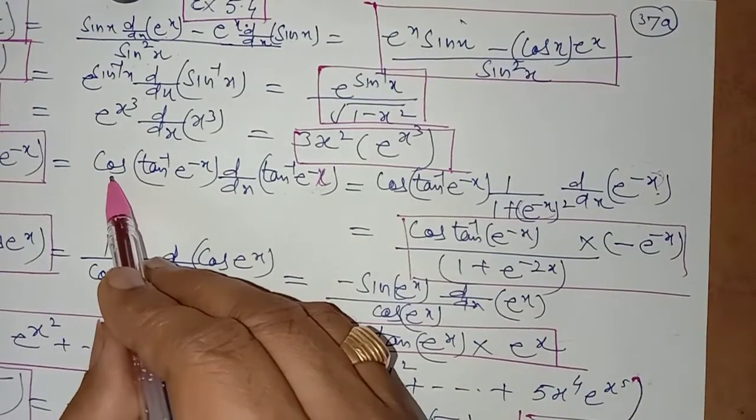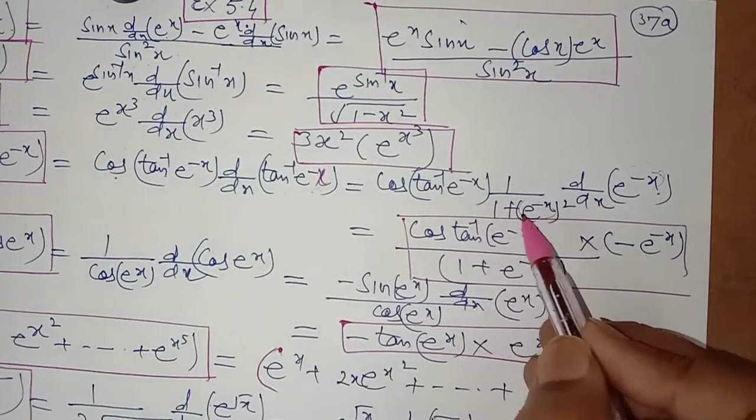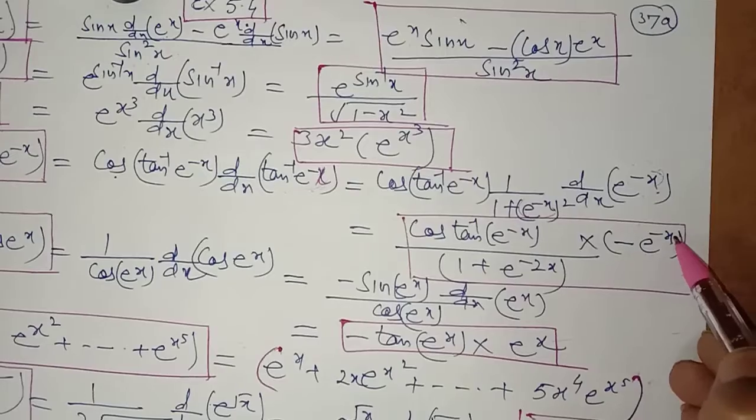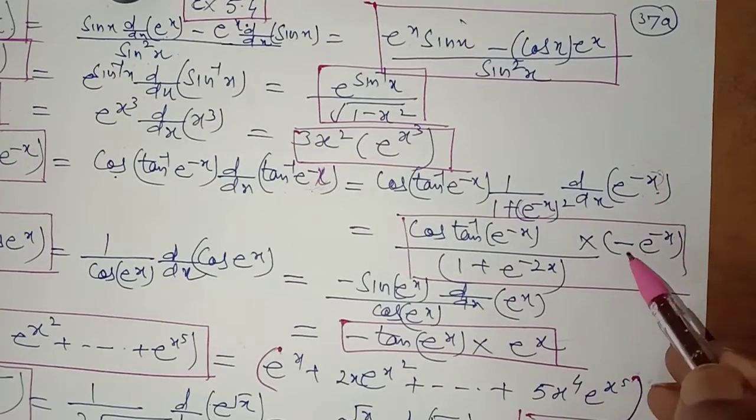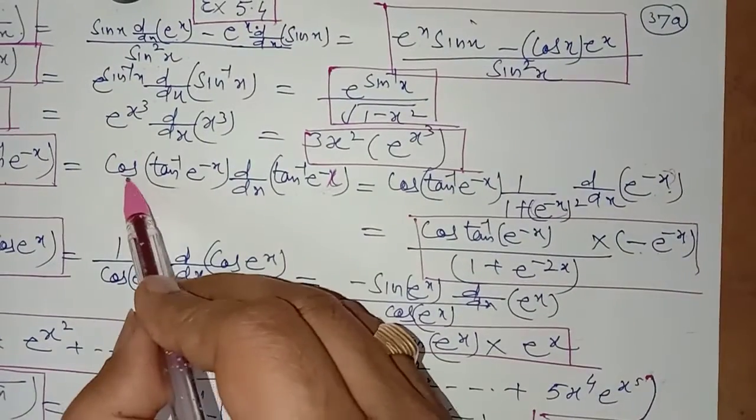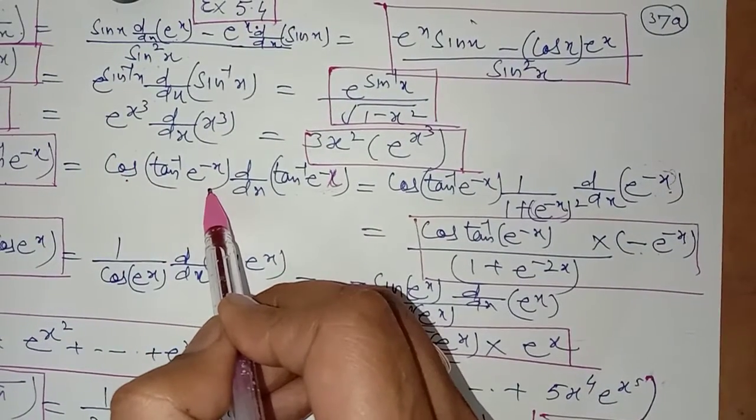So first of all, we have differentiated sine to cos, then we have differentiated tan inverse, then we have differentiated e raised to power minus x, whose derivative is e raised to power minus x, multiplied with the derivative of minus x, that is minus 1. So it is a good question: cos, tan inverse, then differentiate e raised to power minus x.